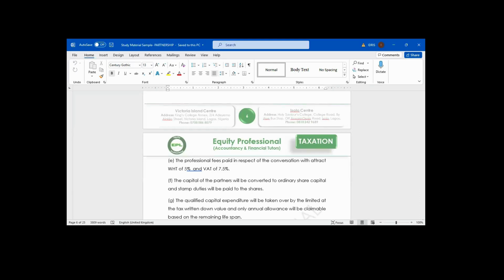Another tax implication is the capital of the partner will be converted to ordinary share capital, and stamp duty will be paid on the shares.